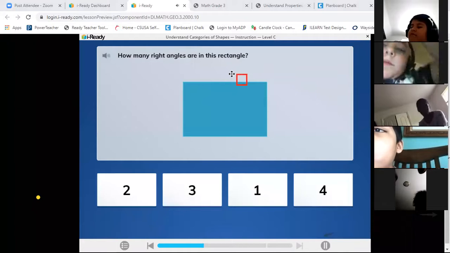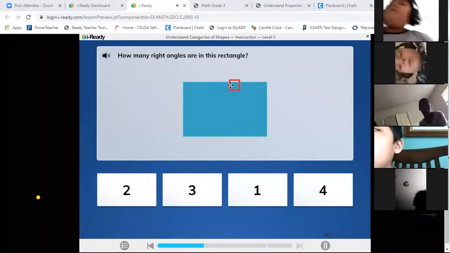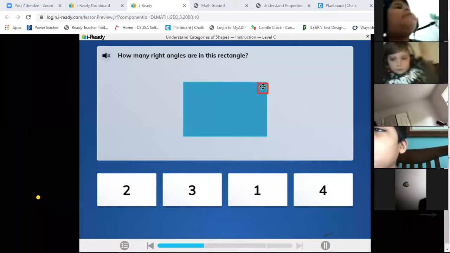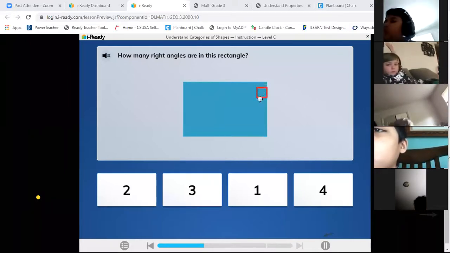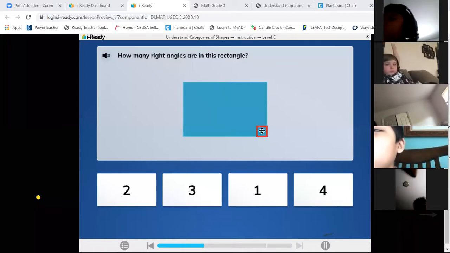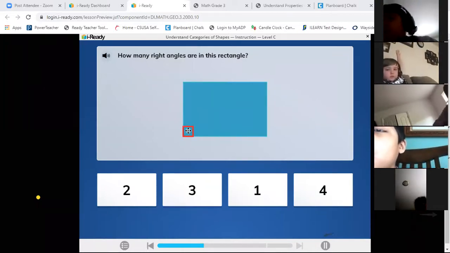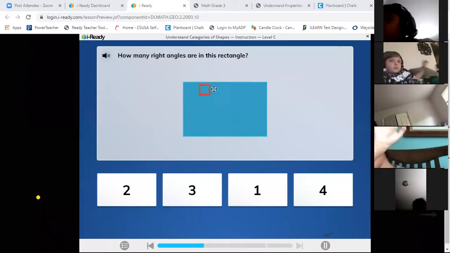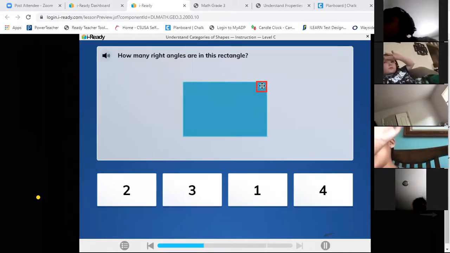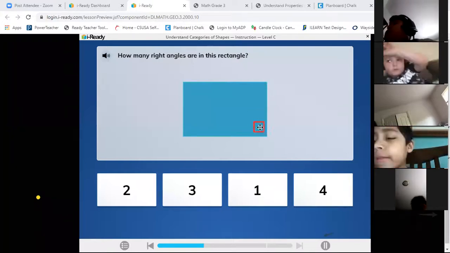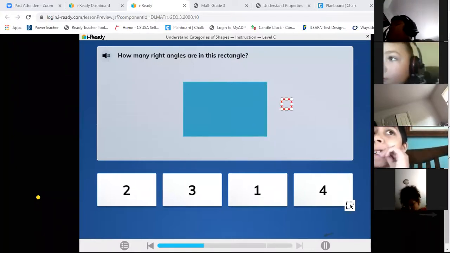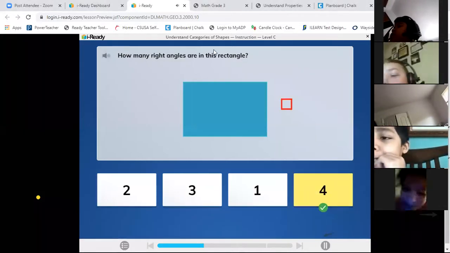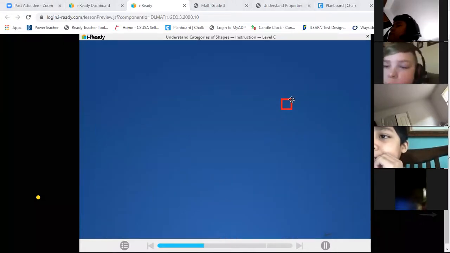Okay. So I'm going to drag this here. I'm going to let you decide how many right angles are in this rectangle. I haven't been called on. Demaya? Denilah hasn't either. Let's go with Denilah. 4. 4, let's see. Bam.